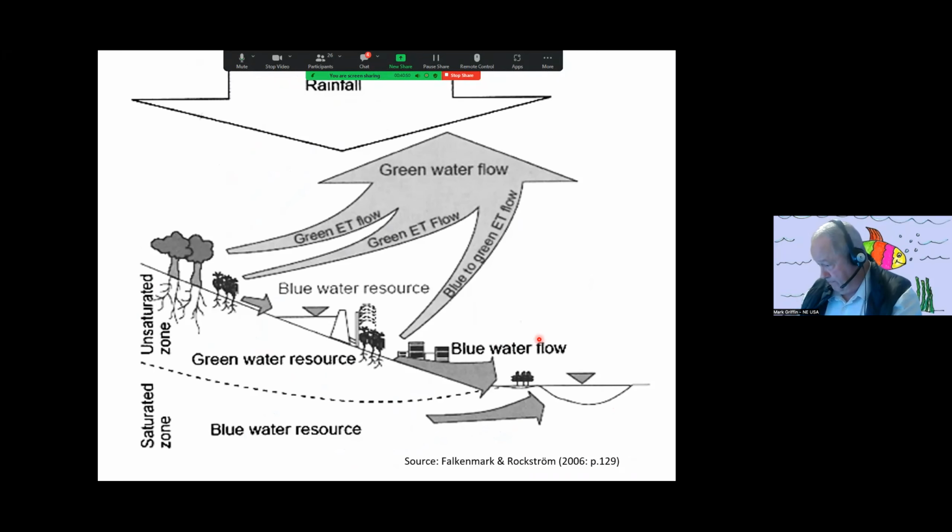Okay, this is the Falkenmark and Rockstrom original publication. Basically, rainfall comes down. Anything that goes back up into the air, be it transpiration through plants or evaporation, that is considered green water. And anything that goes into the ground or runs to surface water bodies, that is considered blue water. We'll do a little bit more about that later.